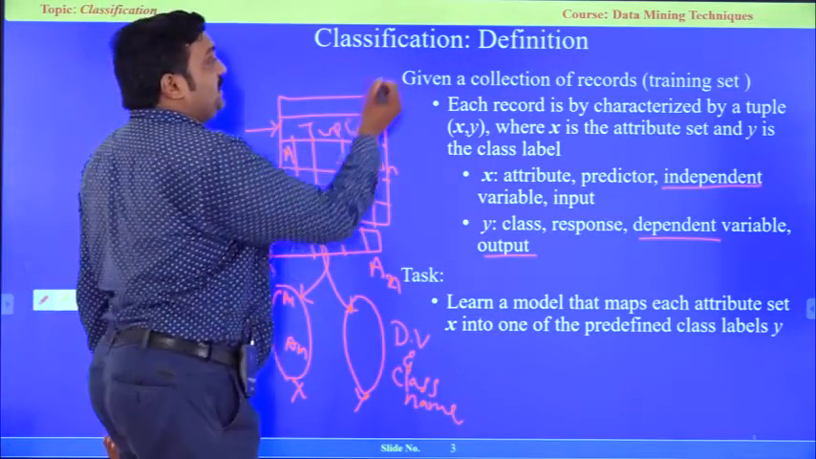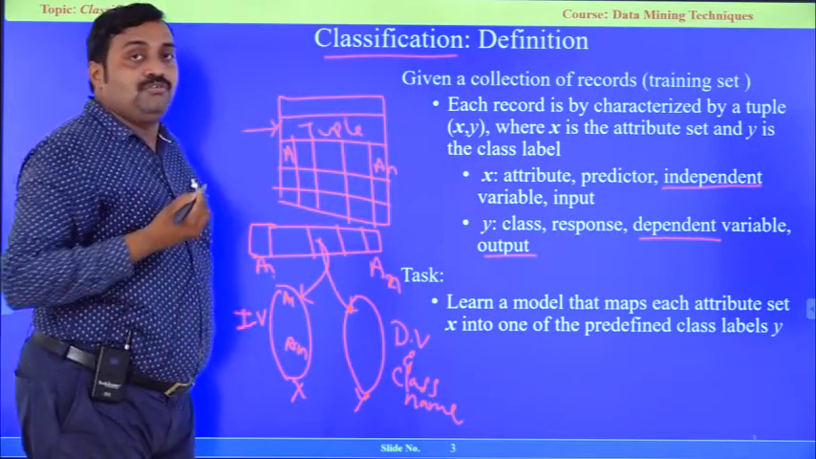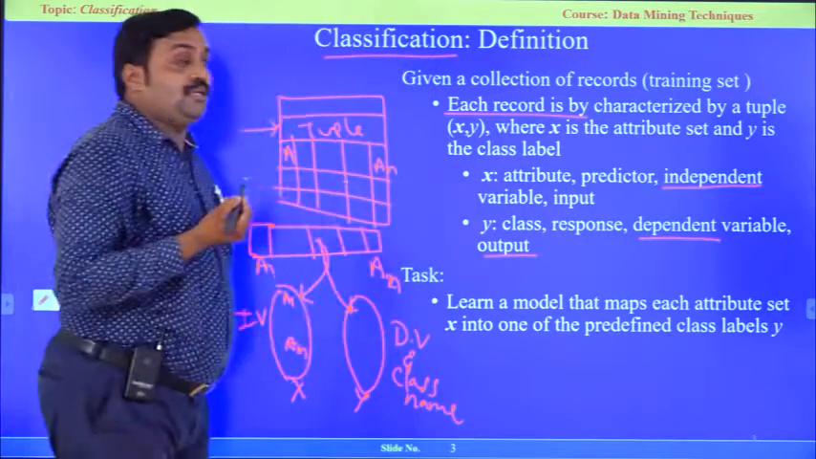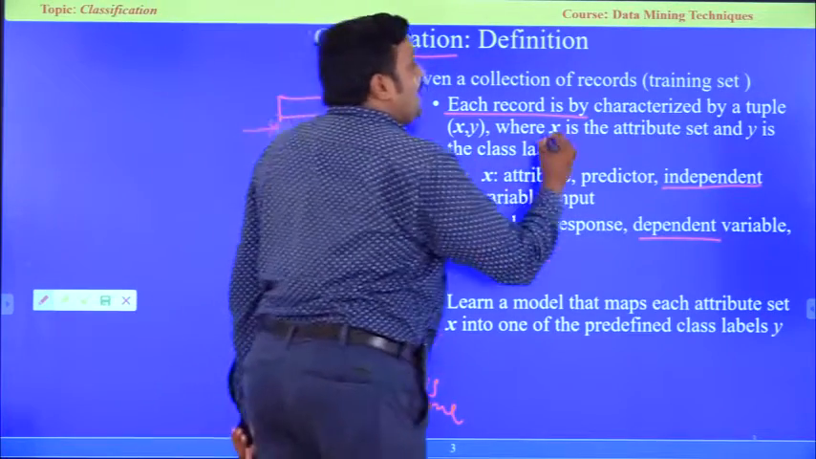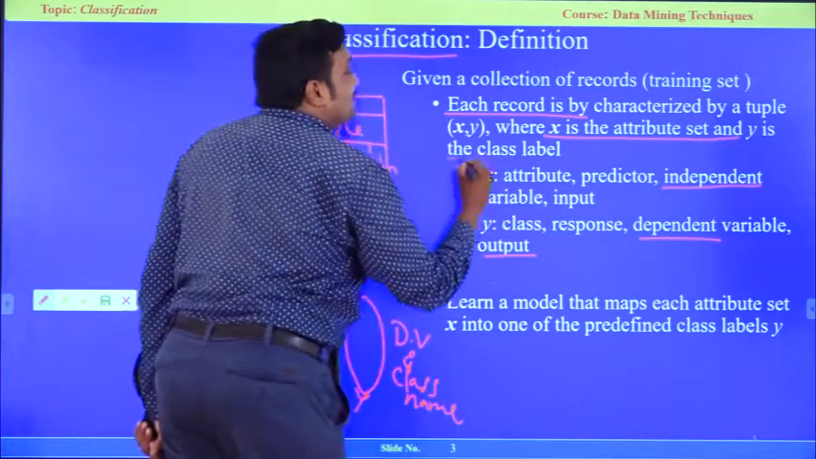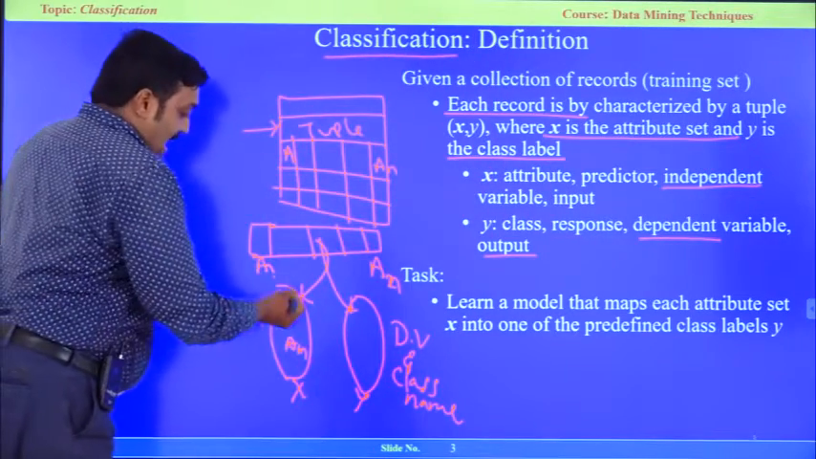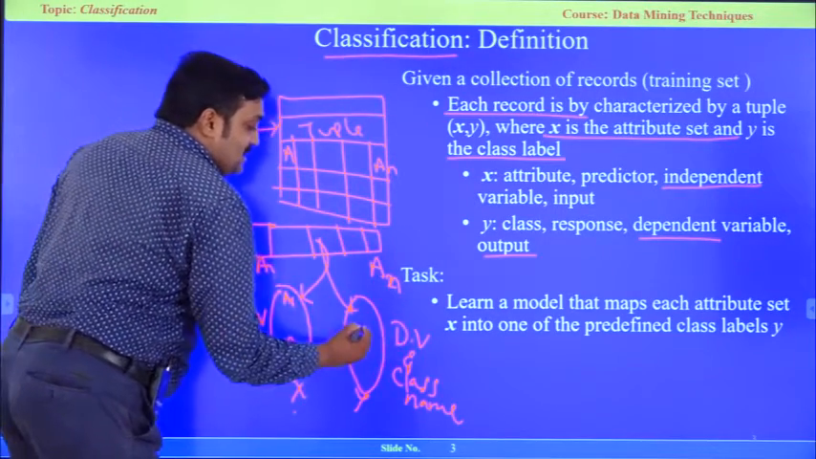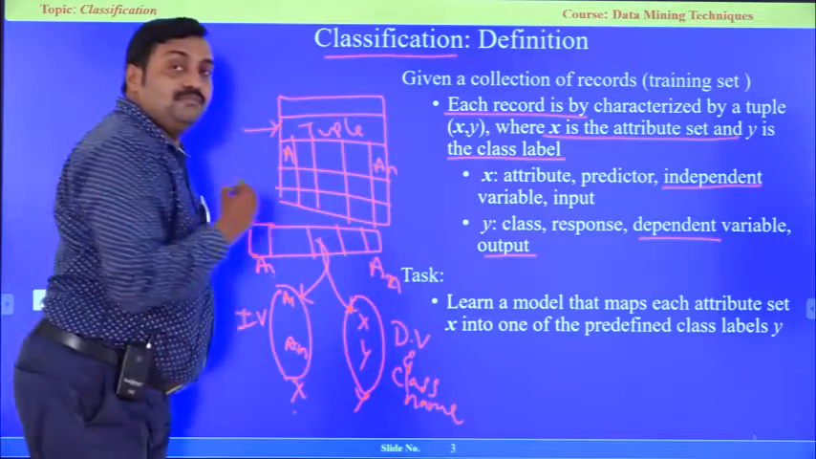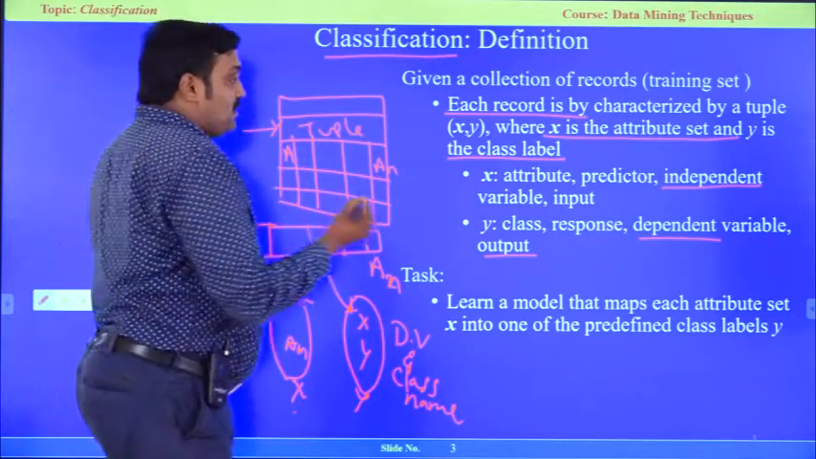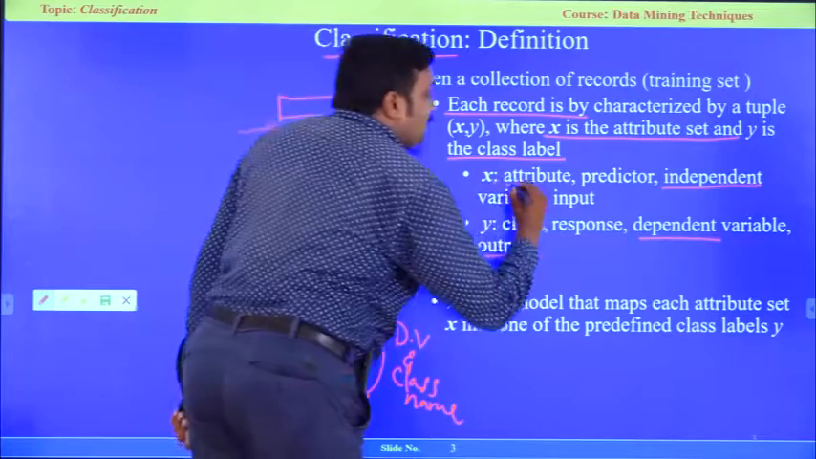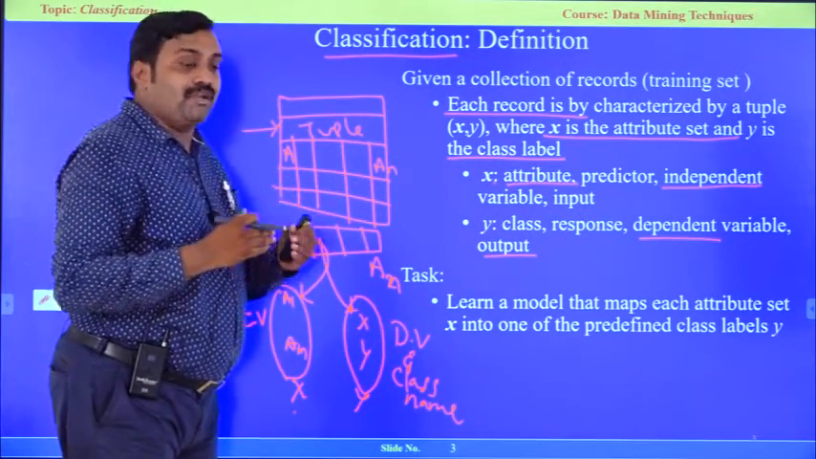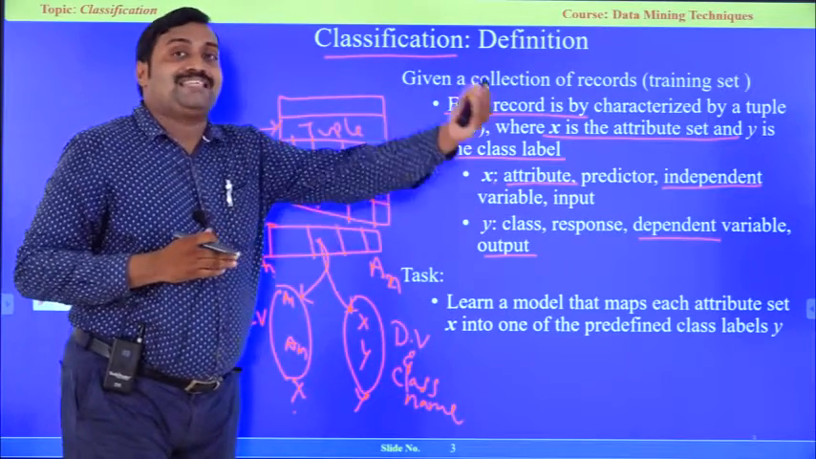So in the basic definition of classification, we take a record or a tuple where x is the attribute set and y is the class label. That means x is the attribute set in the record and y is the label for the class. Now what is x? The x attributes are nothing but independent variables. With the help of those, we are going to predict what class it is.